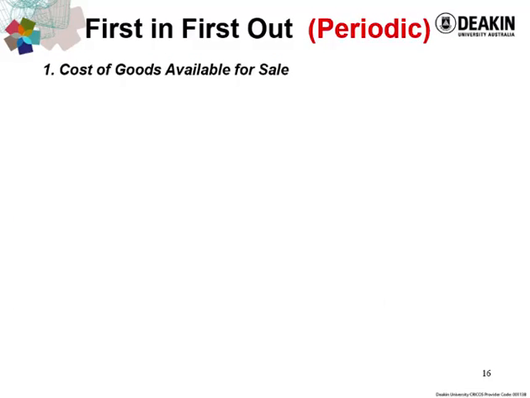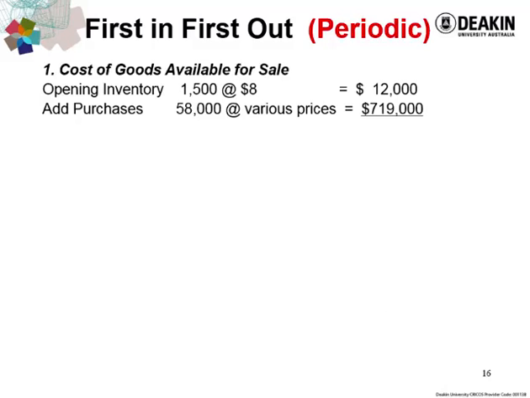And what happens if you use the periodic method? Under the periodic method, for FIFO, there are 3 steps involved. First, we calculate cost of goods available for sale, which equals opening inventory plus purchase. And opening inventory is 1,500 units at $8 each, and purchases for the period is 58,000 units at various prices, and the total amount for the purchase in dollar terms is 719.